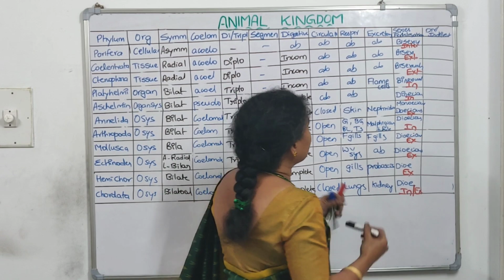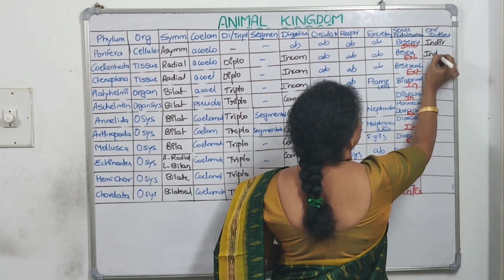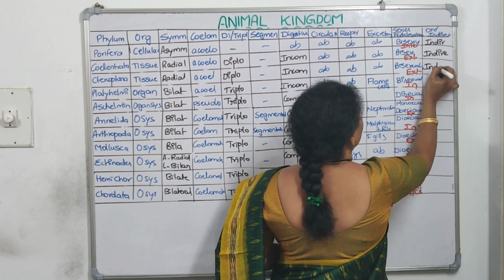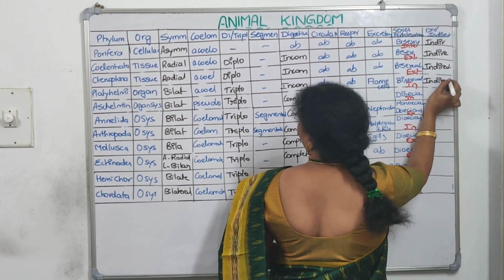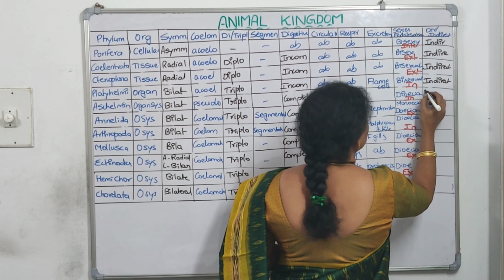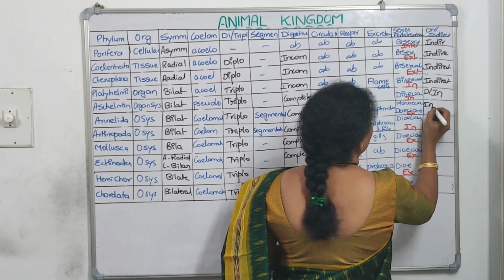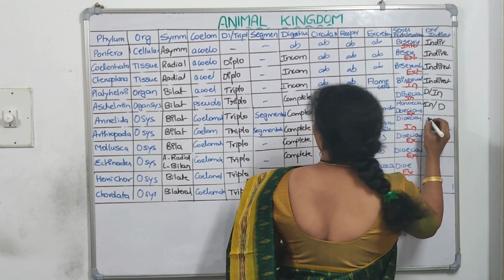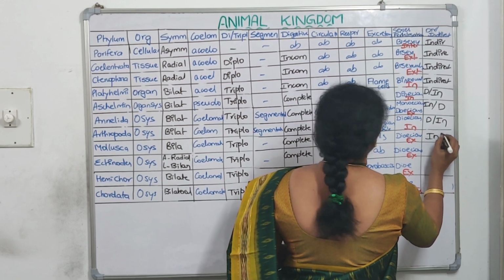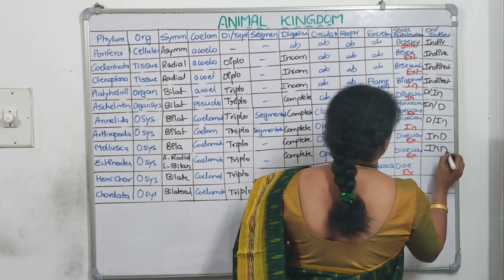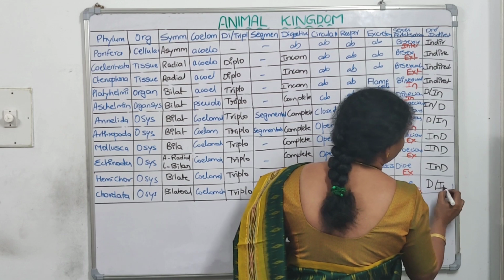Now coming to direct or indirect development. So the development is indirect here. Here also indirect. Here also indirect, means larval stage is there. In Platyhelminthes also indirect. In Aschelminthes it is direct or indirect. In Annelida, in Nereis it is indirect, and in earthworm it is direct. In arthropods it is again direct or indirect. In Mollusca it is indirect. In Echinodermata it is indirect, and here direct or indirect.